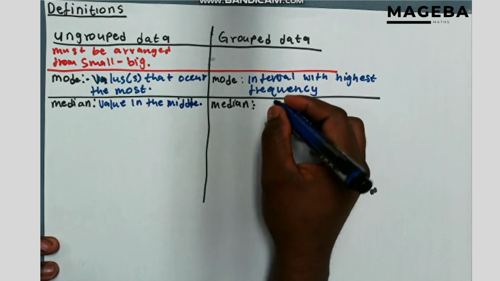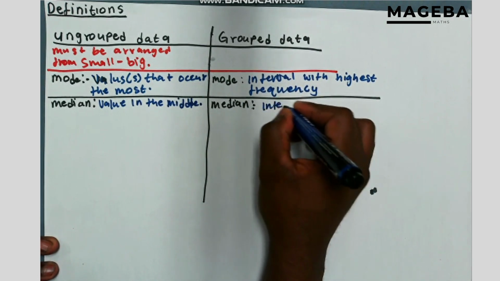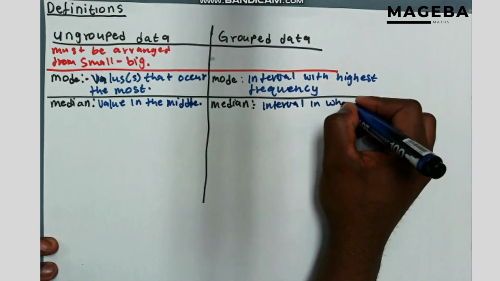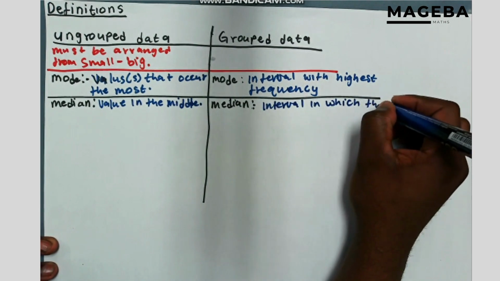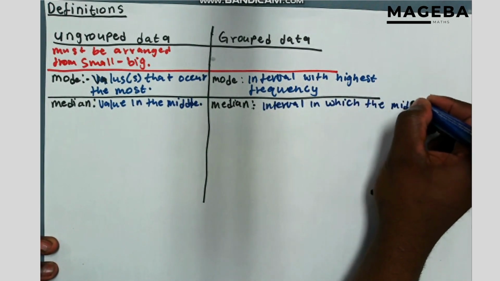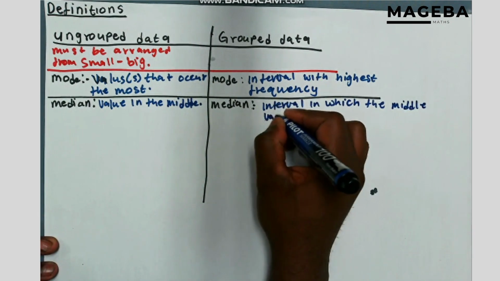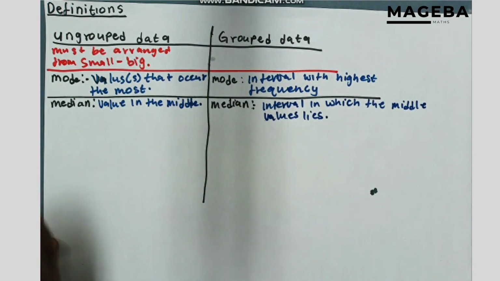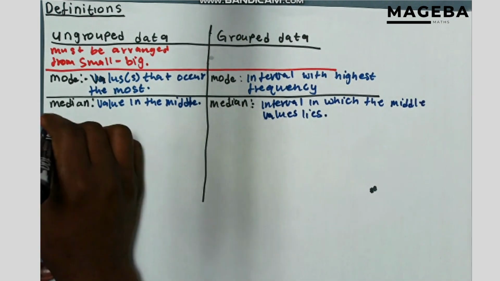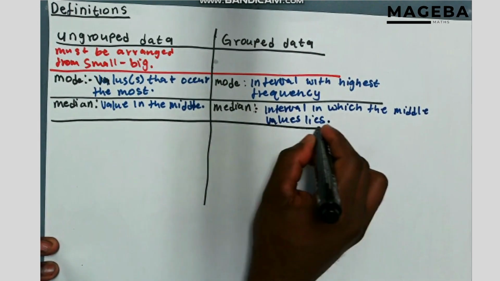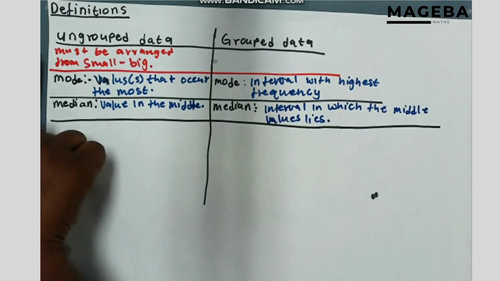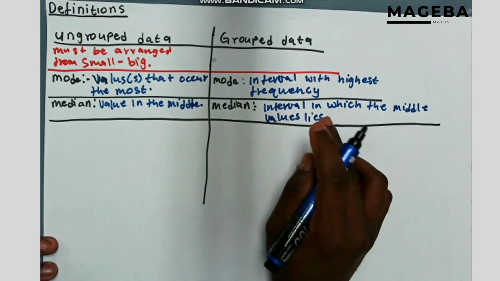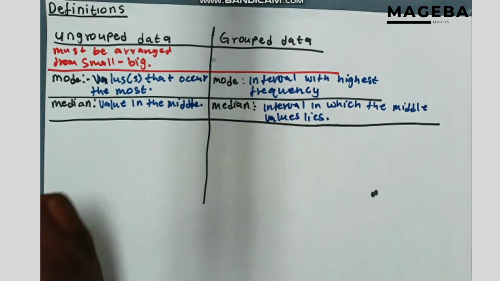The median under grouped data is the interval in which the middle value lies. I hope you see the difference. The median in ungrouped data is the value in the middle, but the median in grouped data is an interval in which the middle value lies.